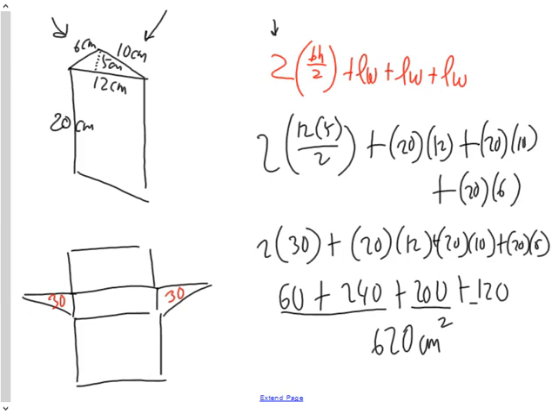Then I have that front rectangle, which was 20 by 12, which was 240. Then I have my 20 by 6, which is 120. And then I have my 20 by 10, which is 200. And if I added those all together, I will still get the same answer of 620 centimeters squared.